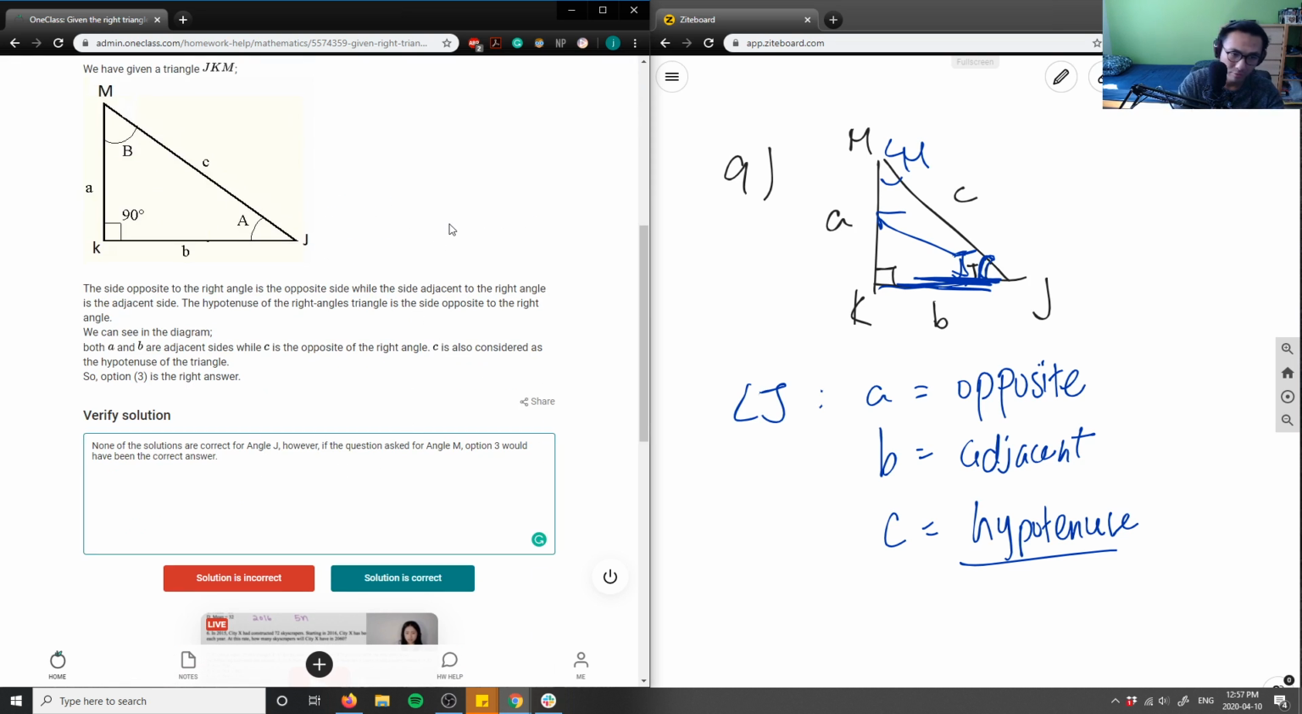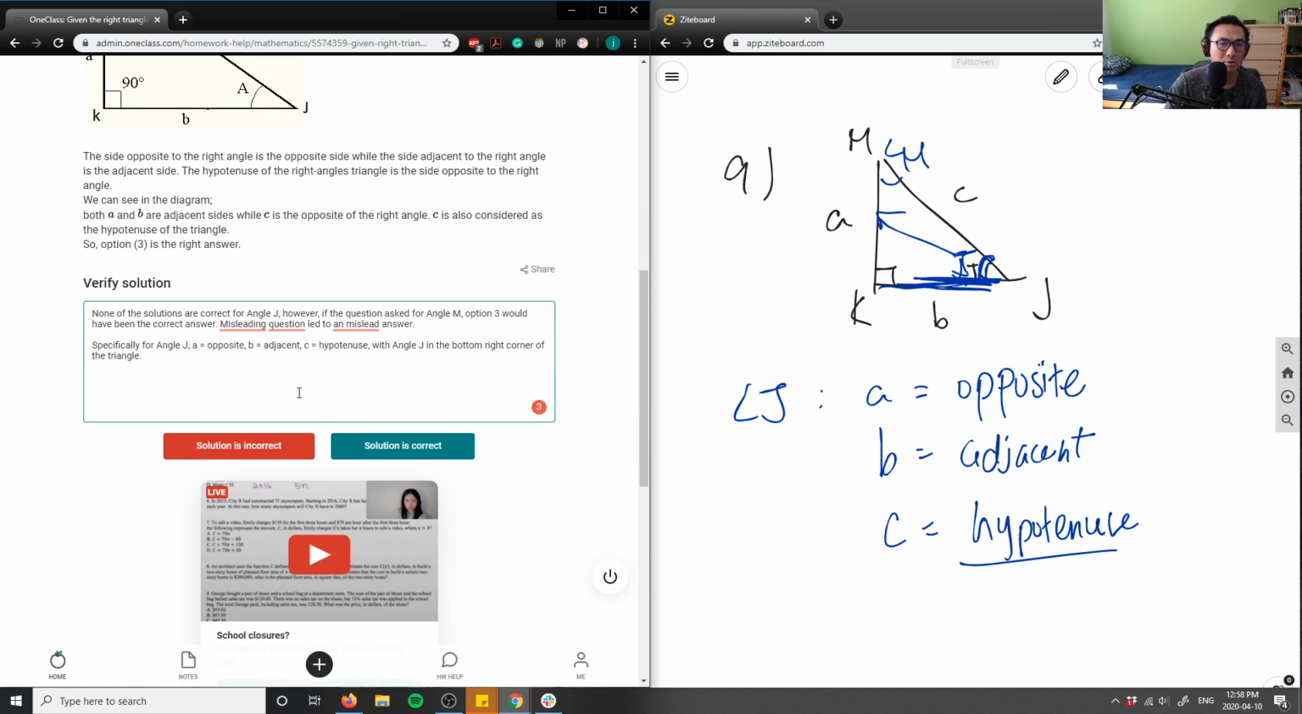But I'm going to say here, angle 3 would be the option. So it's a misleading question, or led to a misled answer. Specifically for angle J, A would be the opposite, B would be the adjacent, and C would be the hypotenuse. This is with angle J in the bottom right corner of the triangle, because that was what the angle was assuming.